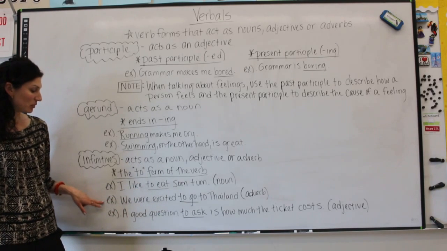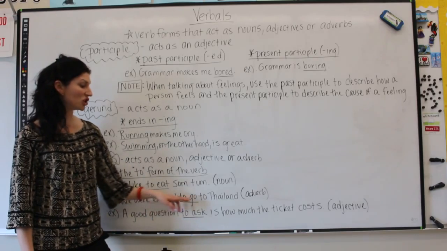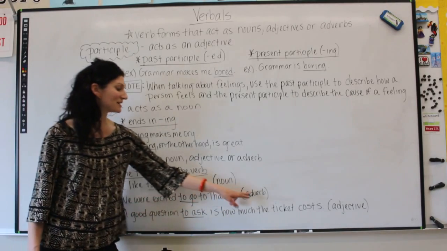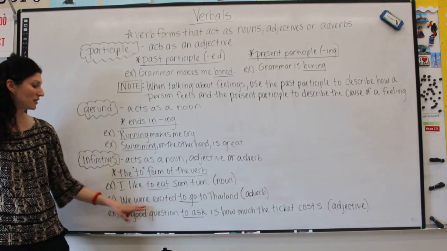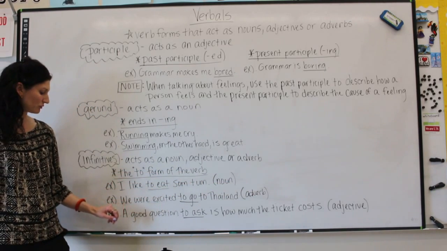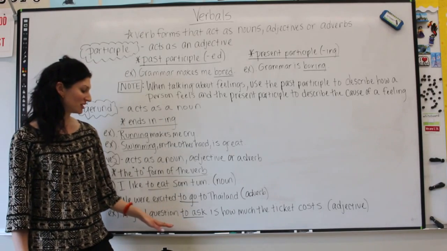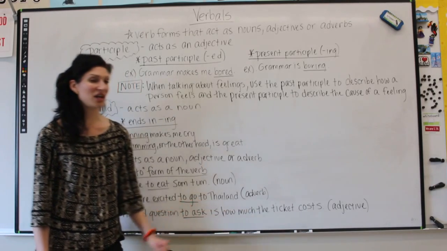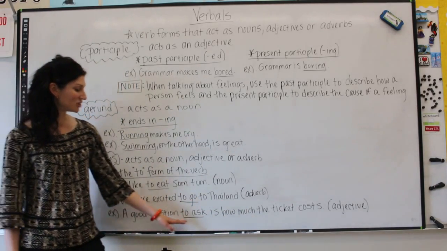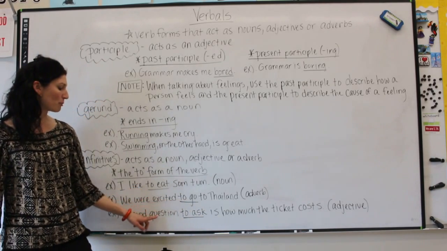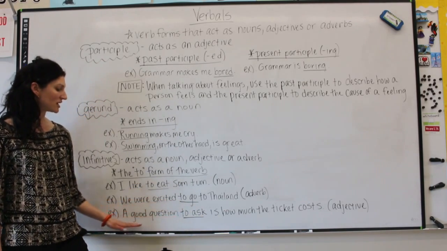In the next example, we have, we were excited to go to Thailand. In this example, to go is acting as an adverb and modifying the verb over here. In the last example we have, a good question to ask is how much the ticket costs. And in this sentence, to ask is actually an adjective because it's describing or modifying the noun phrase, a good question.